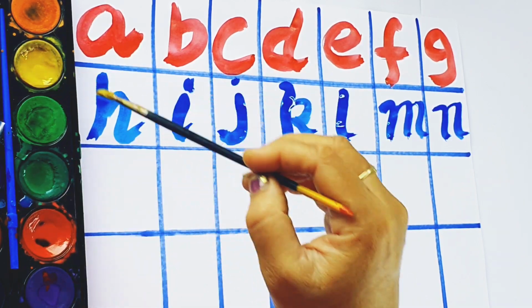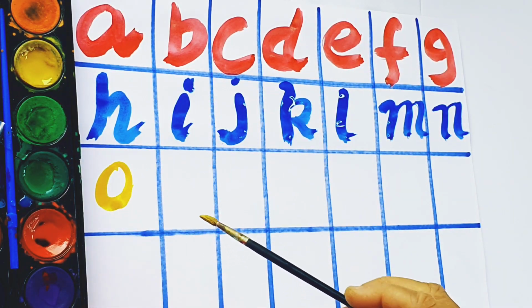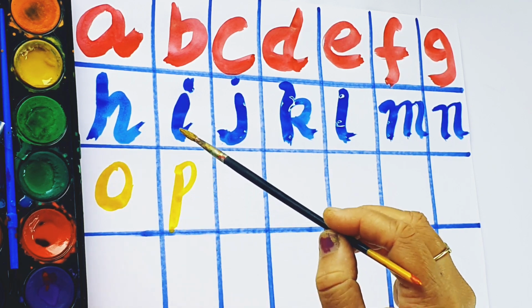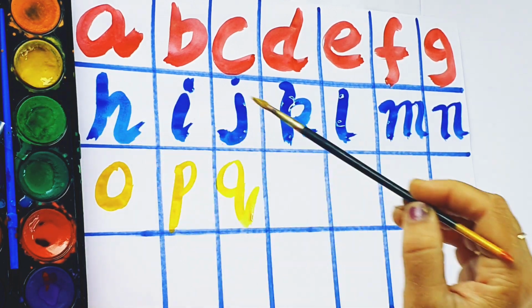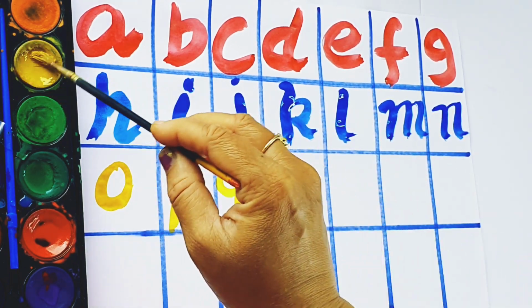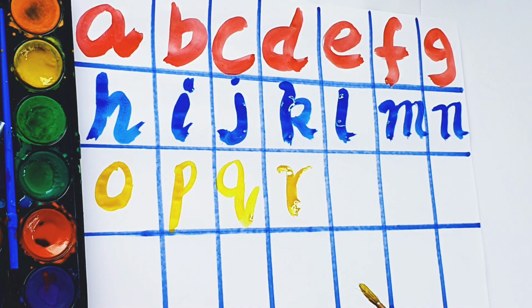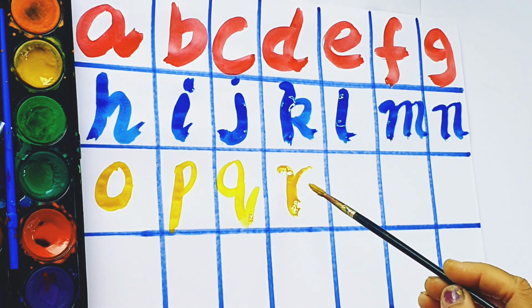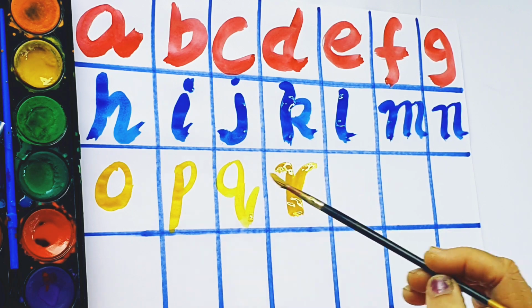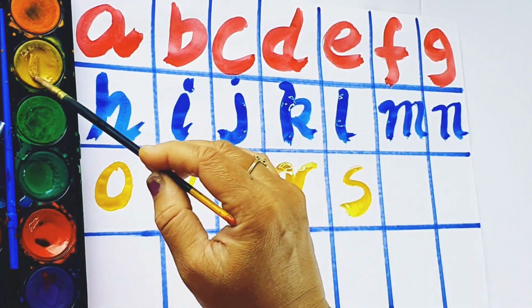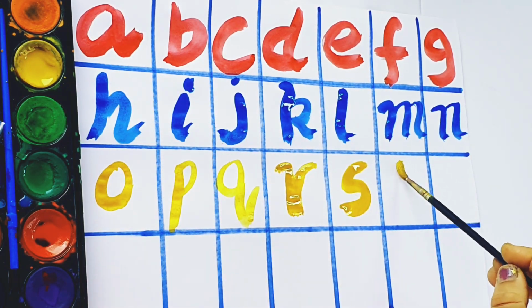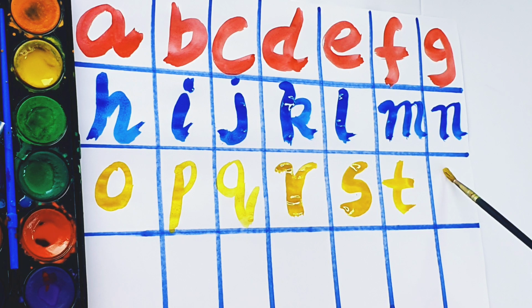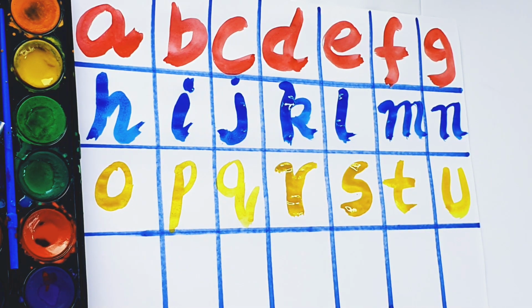Yellow color. O for owl. P for piano. Q for queen. R for ring. S for sister. T for tomato. U for umbrella.